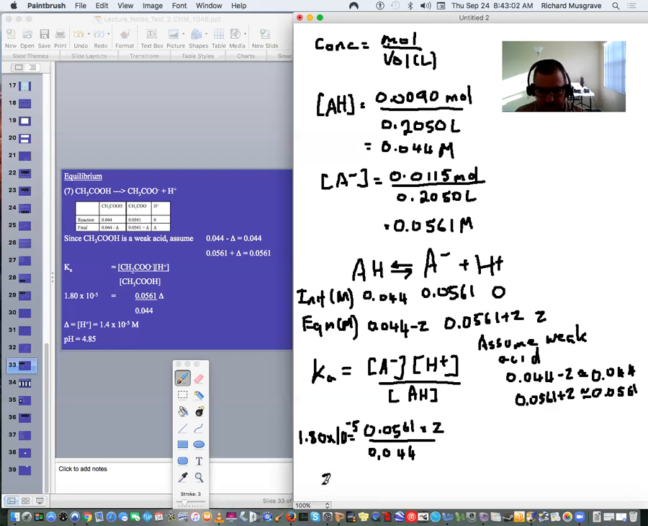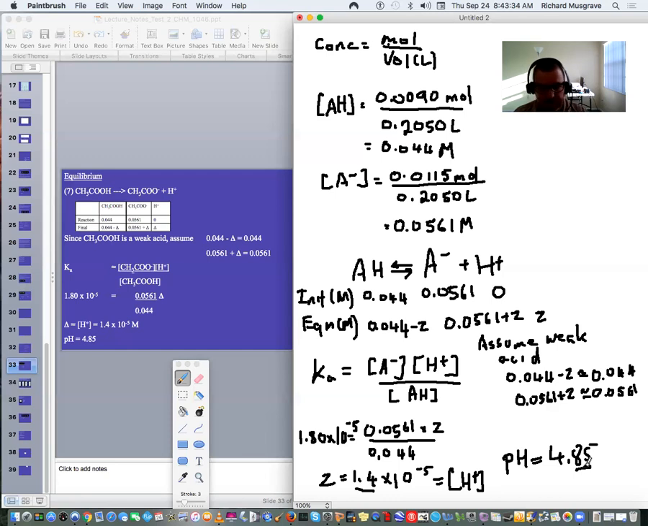And the Z value here ends up being 1.4 times 10 to the negative 5, which happens to equal the concentration of H plus in the solution. And the pH then is 4.85. Now this one only has 2 significant figures for Z, so we end up getting 2 decimal places on the pH.